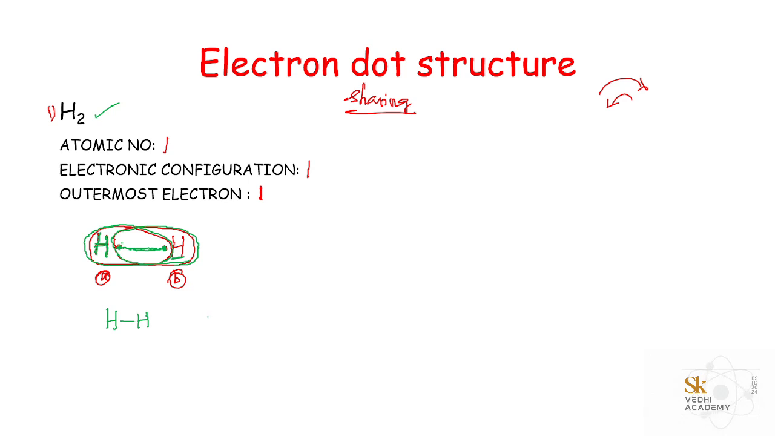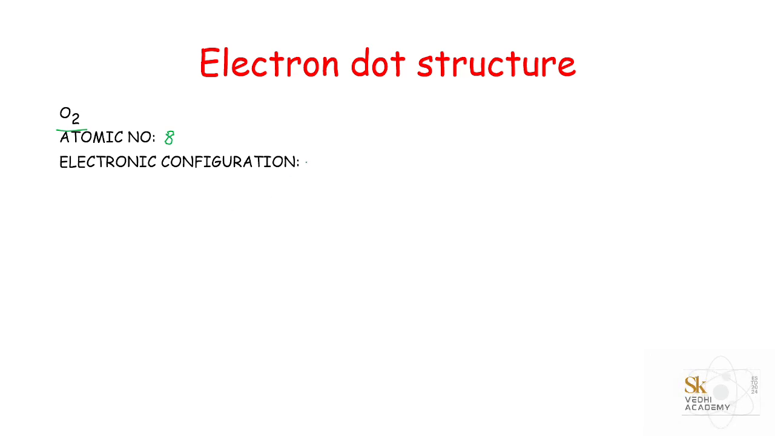Okay, I hope you are getting this point. We will go with the next example, O2. So coming to the next example, O2. First thing obviously, what you want to write is the atomic number. So the atomic number of oxygen is 8. And coming to the next one, electronic configuration. So this is 2,6. So the first shell consists of 2 and the second consists of 6. And coming to the next thing, outermost electron. So the outermost electron is 6 here, so write 6.